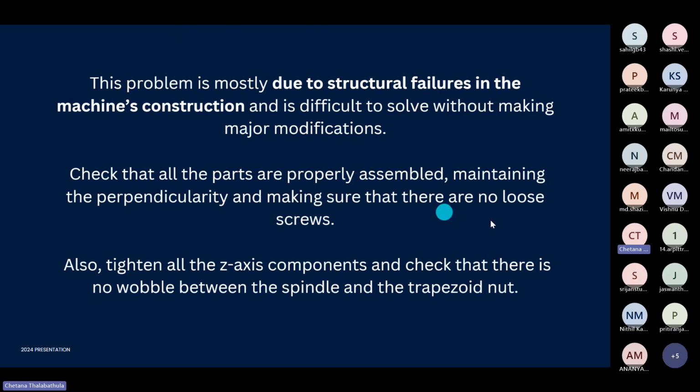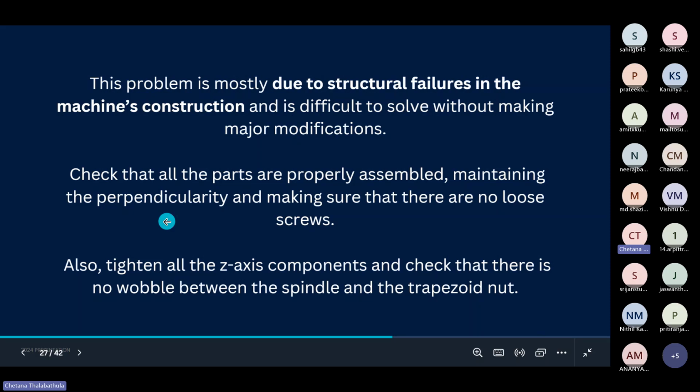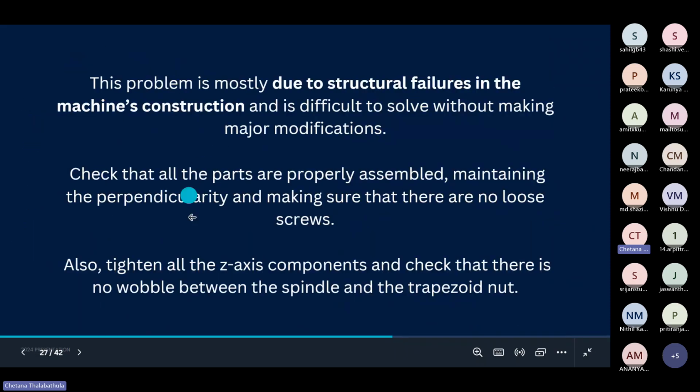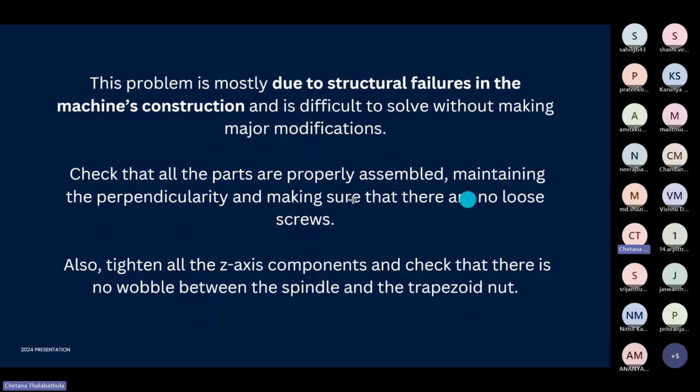So properly checking and tightening the axis, checking the settings, checking that the machine is properly assembled, maintaining the perpendicularity of your print bed, and ensuring there are no loose screws will eliminate the problem.